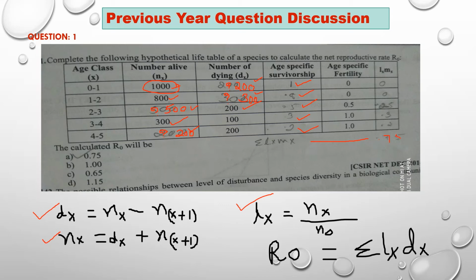So net reproductive rate R0 means sigma Lx mx, that is equal to 0.75. So the answer is option A, 0.75.